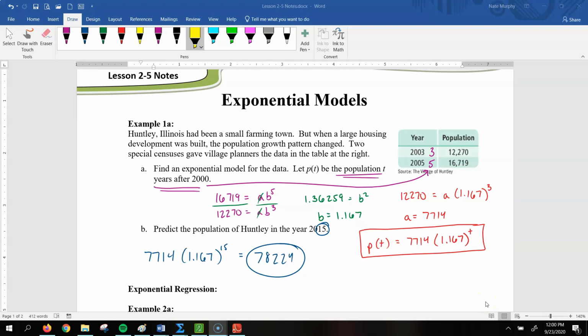Alright, in this video, just like I mentioned in the previous one, we are going to be looking again at exponential functions, but this time we're going to be fitting these exponential functions, or we're going to call them exponential models, to tables of data.